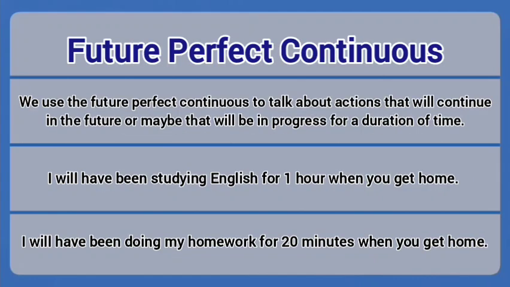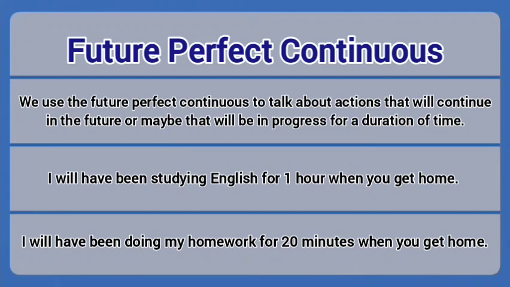The future perfect continuous. The key word is duration. We use the future perfect continuous to talk about actions that will continue in the future, or maybe that will be in progress for a duration of time. Example, I will have been studying English for 1 hour when you get home. It means that I will be studying English, then you will get home.